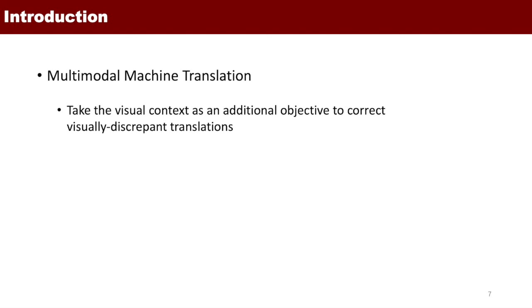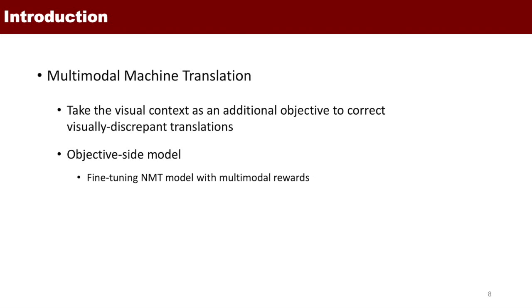Therefore, in this work, we explore taking the visual context as an additional objective to correct visually discrepant translations and generally make the learned language embeddings more visually grounded. We call it the objective-side VMT model. Specifically, we improve the VMT model by fine-tuning it with multimodal rewards in a reinforcement learning framework.